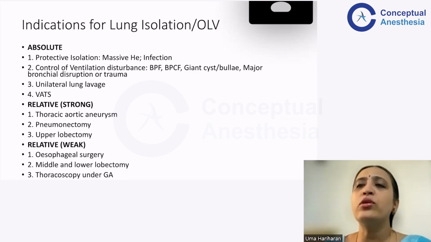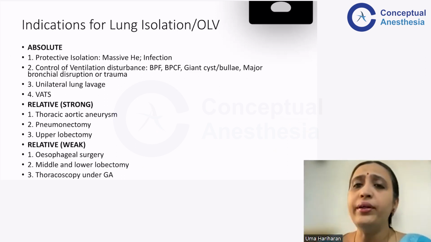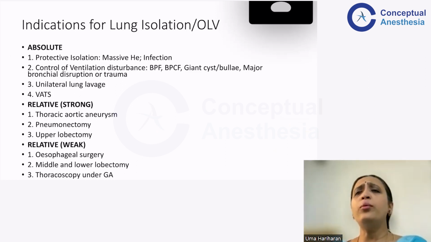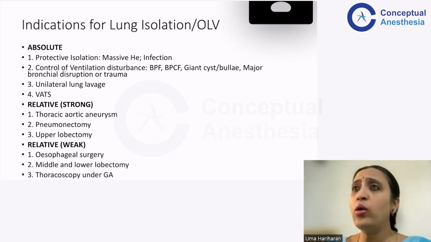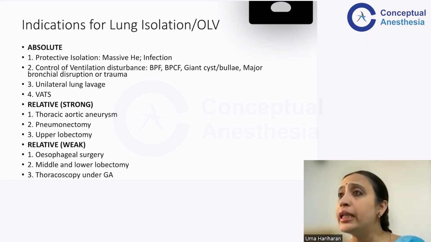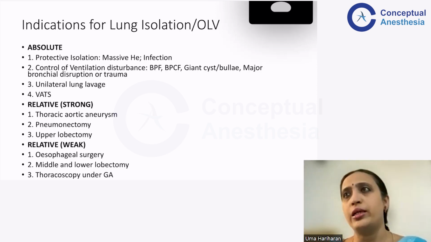Indications for lung isolation or one lung ventilation. Now, this is very important. There are three types of indications: absolute, relative strong and relative weak. So, what do you mean by lung isolation or one lung ventilation? Indications where only one part of the lung will be ventilated and the other part will not be ventilated to allow for the surgery to proceed.